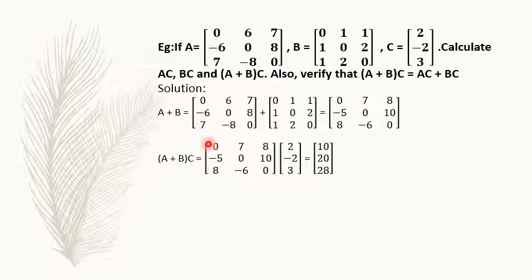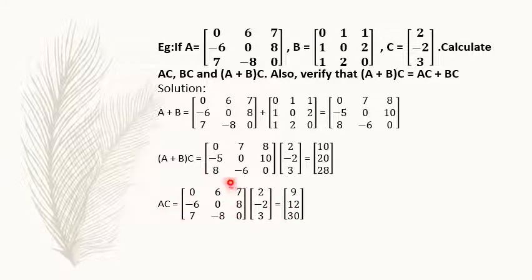So, here multiplying first row with the first column: 0 into 2 plus 7 into minus 2 plus 8 into 3 gives 10. Second row with the first column: minus 5 into 2 plus 0 into minus 2 plus 10 into 3 gives 20. Third row with the first column: 8 into 2 plus minus 6 into minus 2 plus 0 into 3 gives 28. So this is the answer, (A plus B) into C. This is the matrix. Now we can find AC.